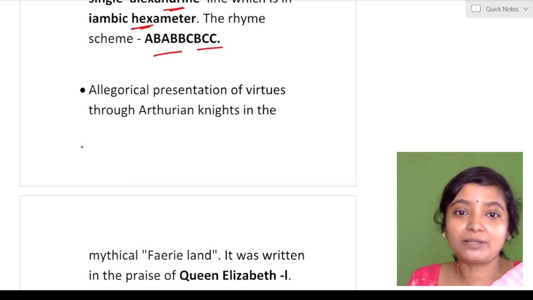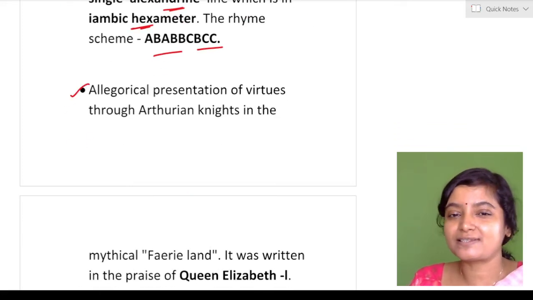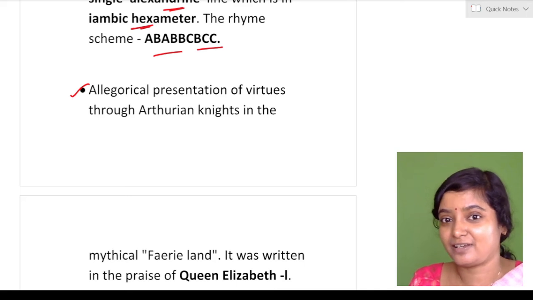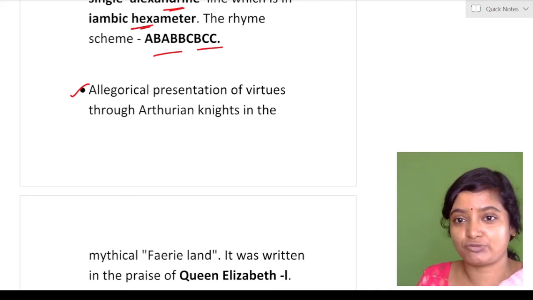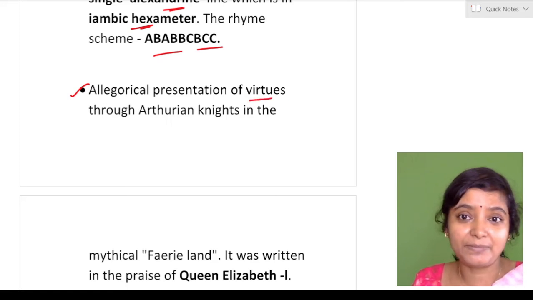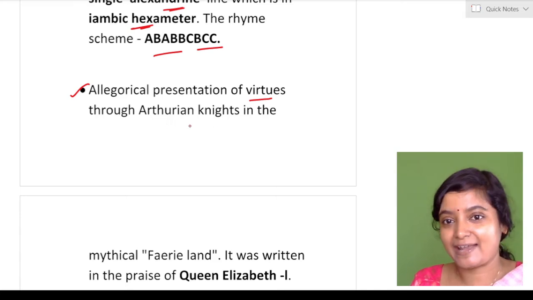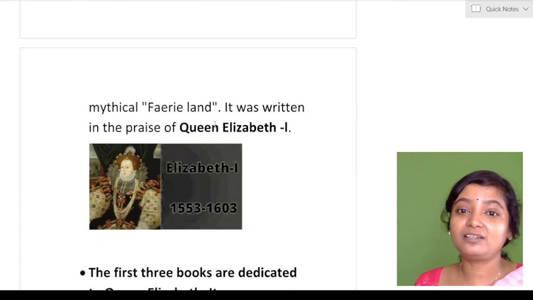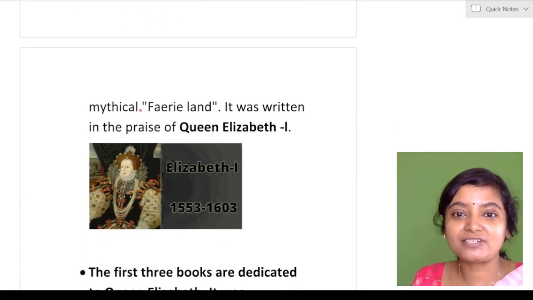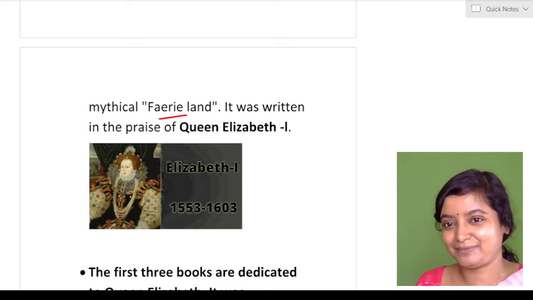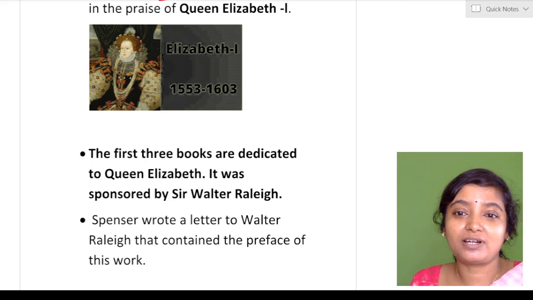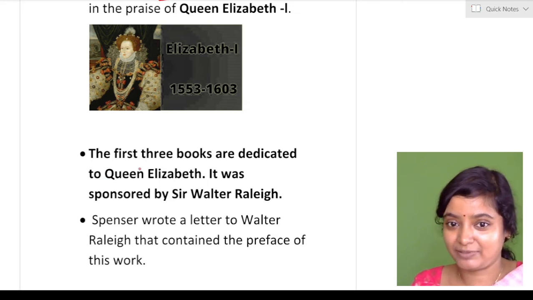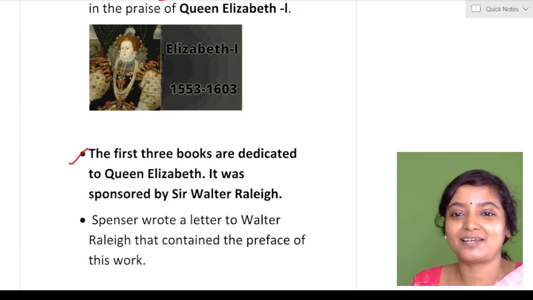It is an allegorical presentation. What is allegory? There is an underlying or hidden meaning beneath the apparent theme. So it is an allegorical presentation of virtues. Several virtues are celebrated in this long epic poem through the Arthurian knights in the mythical fairy land, and it was written in praise of Queen Elizabeth I. The first 3 books are dedicated to Queen Elizabeth, and it was sponsored by Sir Walter Raleigh.